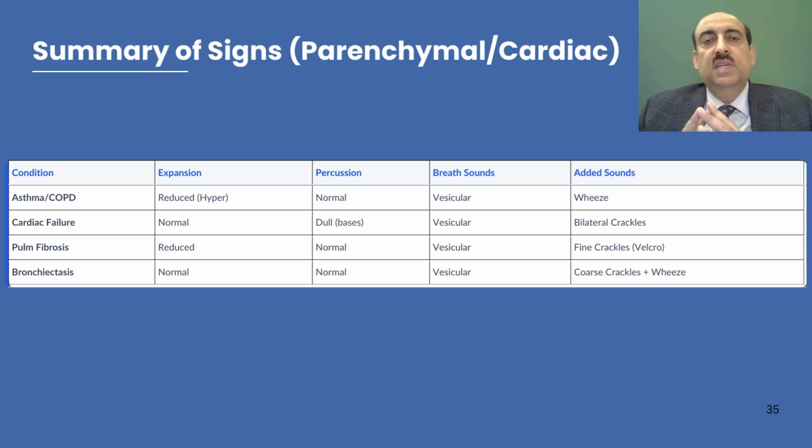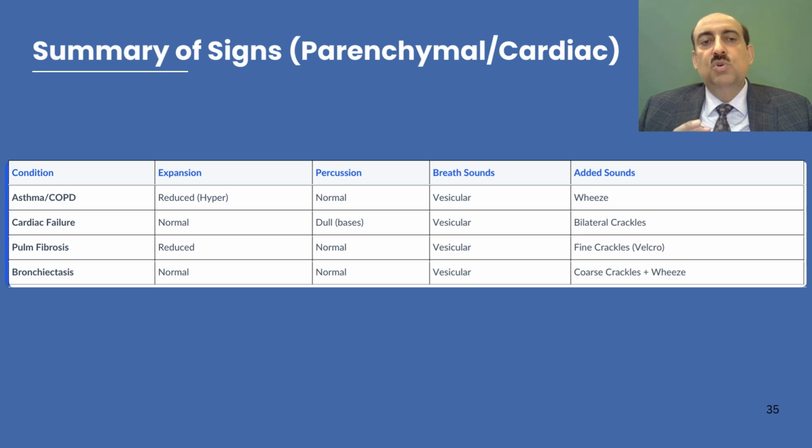So let's summarize some of the clinical signs of the parenchymal and cardiac etiologies for dyspnea. Now, if you look at it, we've got four main conditions: asthma and COPD as one, cardiac failure, pulmonary fibrosis, and bronchiectasis. So let's go in a sequential manner and compare the changes of each sign. So in terms of chest wall expansion, in asthma and COPD, it might be hyperexpanded or reduced depending upon the clinical situation. In cardiac failure, the expansion usually should be normal because it's not the air trapping mechanism. In pulmonary fibrosis, obviously because the lungs are fibrosed, shrunken, the expansion generally should be symmetric and reduced. In bronchiectasis, it should be relatively normal.